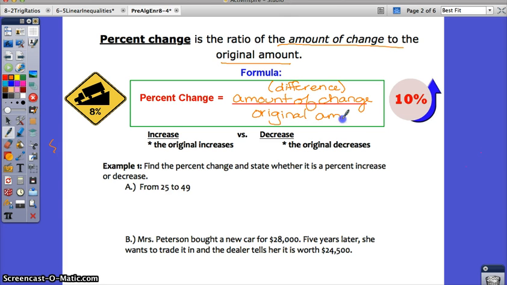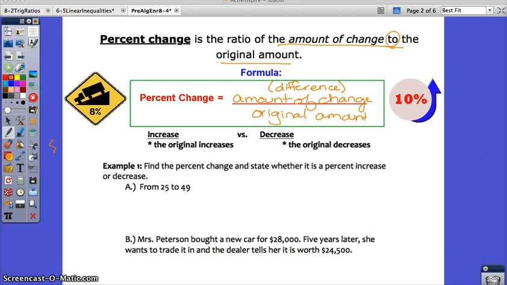So remember that when I say ratio, a ratio could be written with the word to. A ratio could also be written with the fraction bar. Percent change is the amount of change, or the difference between where you were and where you are, divided by the original amount. If the original increases, it's a percent increase. If the original decreases, it's a percent decrease.